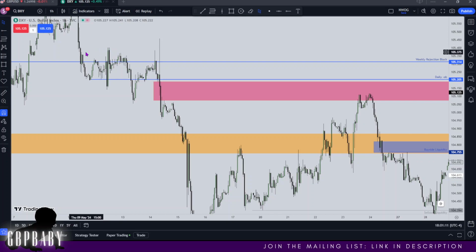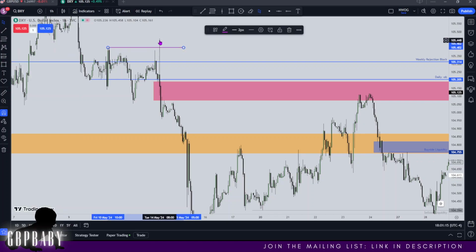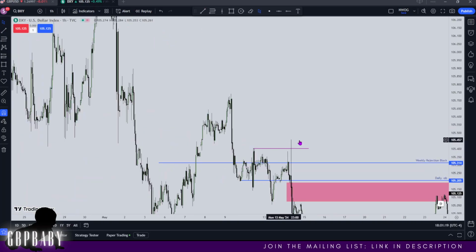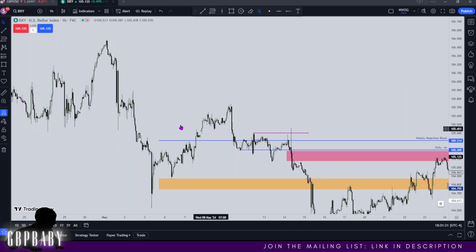Ideally, we do see price turn around here, and I say that because in terms of market structure, you'll see how we've taken out highs up here. The fact that we took out this high right here: if we break this high, then it's likely that we're way more bullish than I anticipated, and we can start thinking about way higher prices.